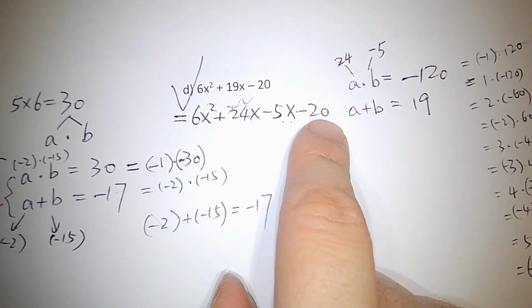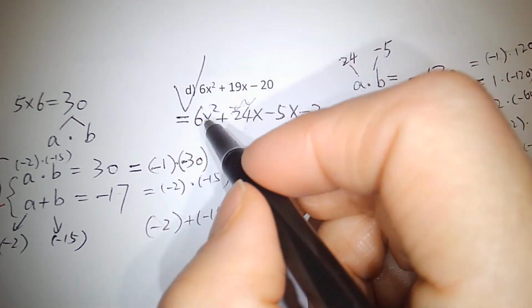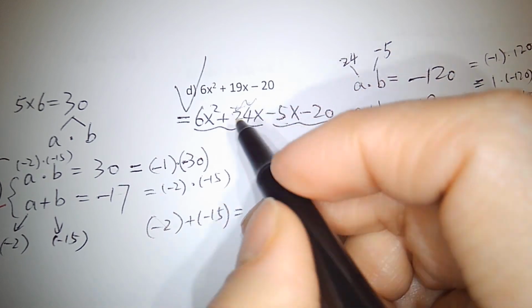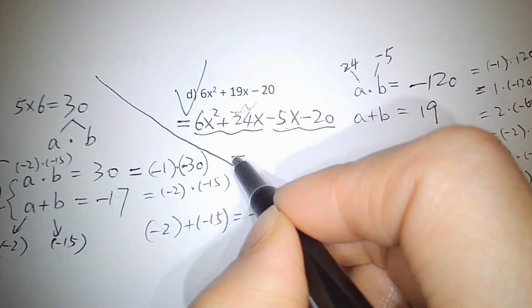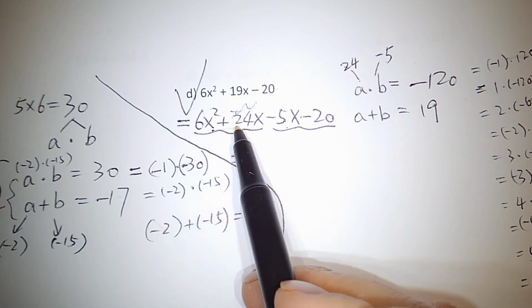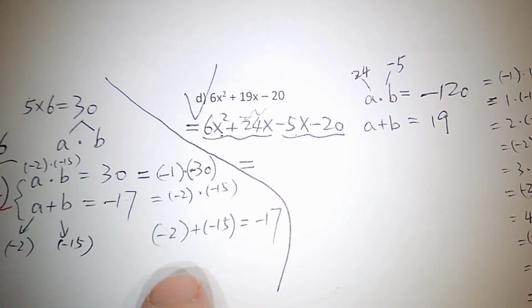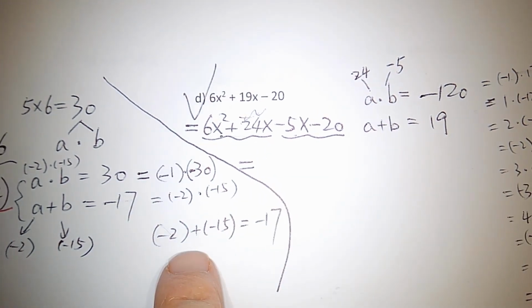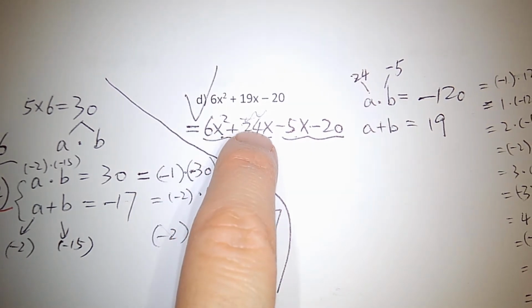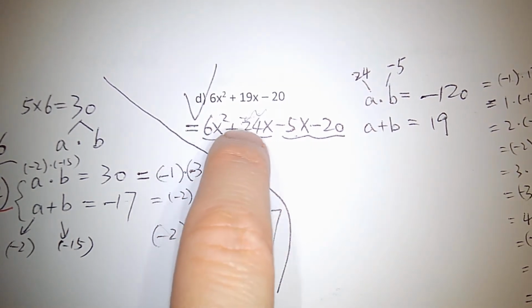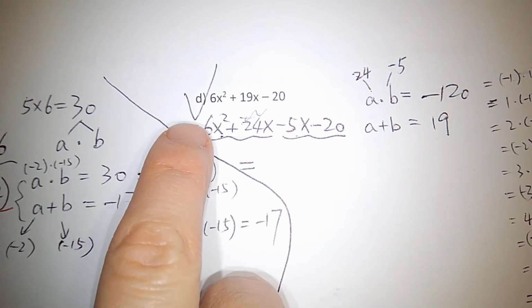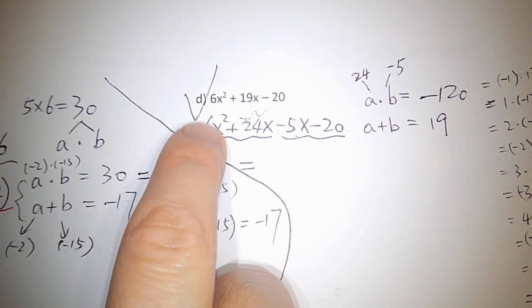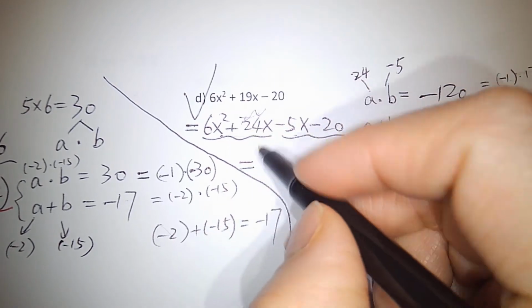1, 2, 3, 4 terms. Are we able to group? Yes, we have to. So, 6x squared plus 24x, any common factor? X. Any number? 6, 24, 3. Is 3 the greatest common factor? Oh, 6, yes, 6x.